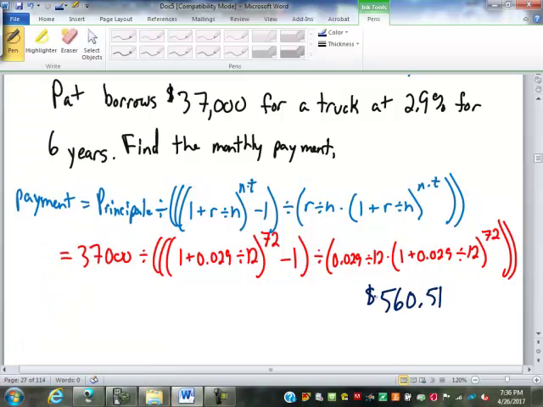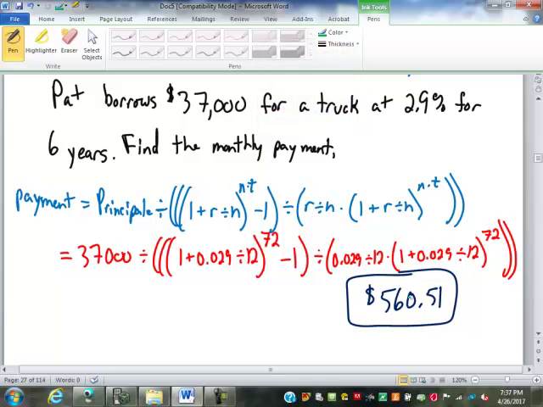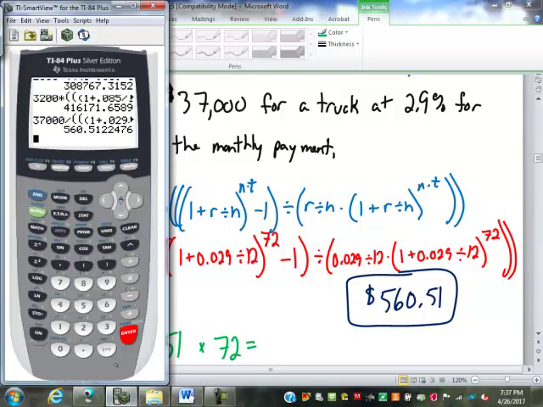I'll give you a second to re-enter it if you need to. Now here's the object lesson for this example. Just what you wanted, right? $560.51 times 72 payments. So that $37,000 vehicle cost $40,356.72.